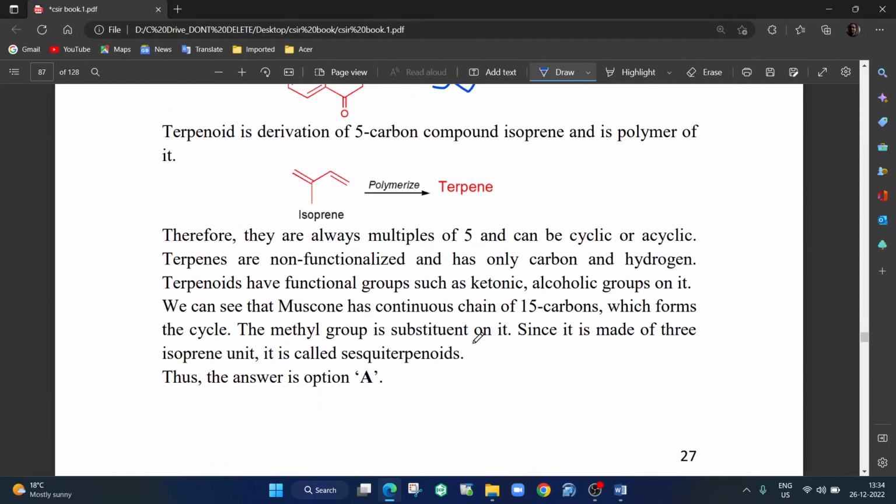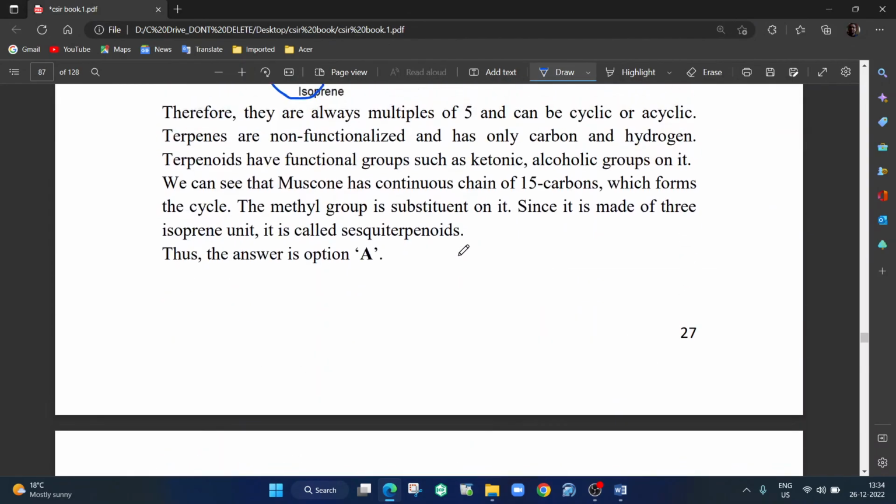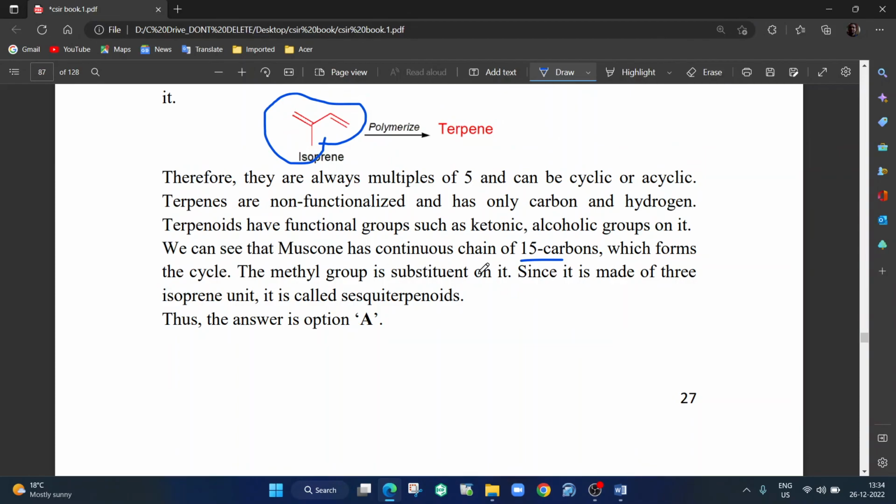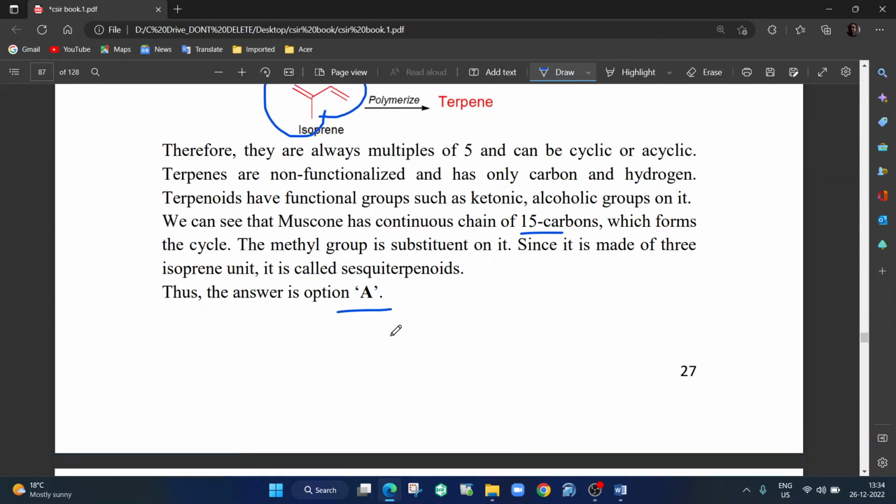Whereas a terpenoid will always be a polymer of 5, a multiple of 5, because its starting unit is isoprene, which polymerizes to form it. Here you can see it basically has 15 carbons, so it is a sesquiterpenoid, and 1 methyl substituent is separate. So, this is a terpenoid. The answer is option number A.